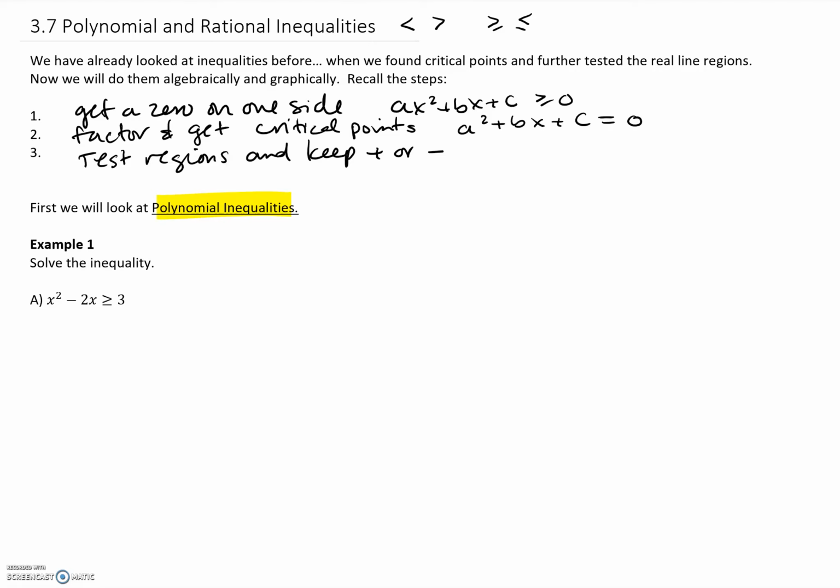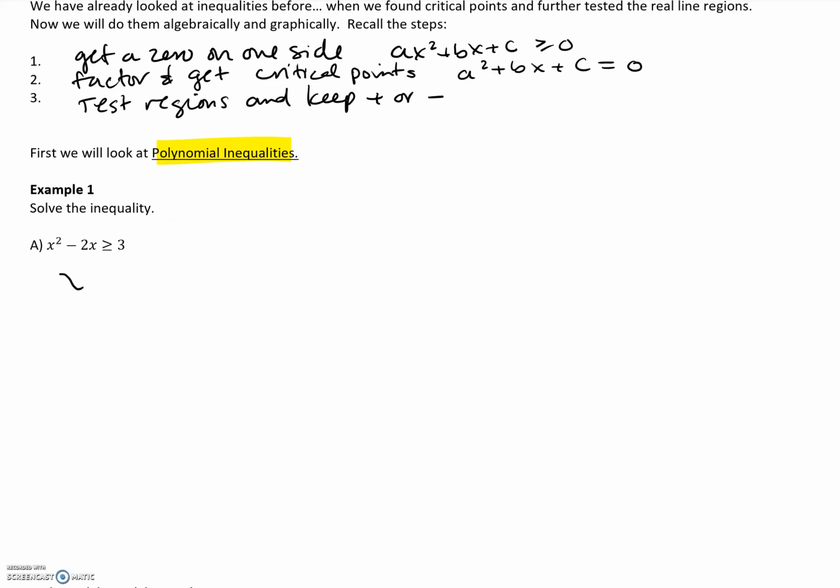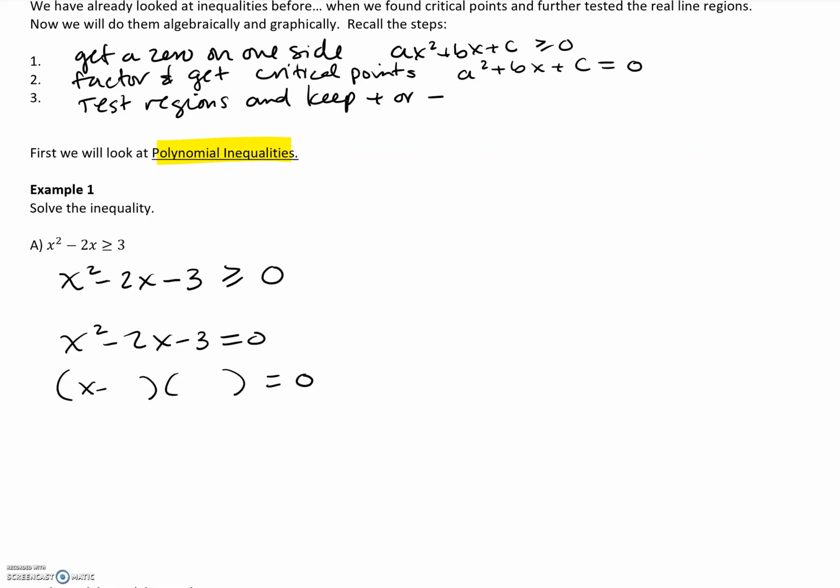So for example one, I'm going to get a zero on one side. I like my leading coefficients to be positive, so I'm going to move the three to the left. Then I'm going to pretend this is an equation, and I'm going to factor and pop out my solutions. So I have x minus 3, x plus 1, it looks like. This one pops out a 3, and this one pops out a negative 1. These guys are my CP, my critical points.